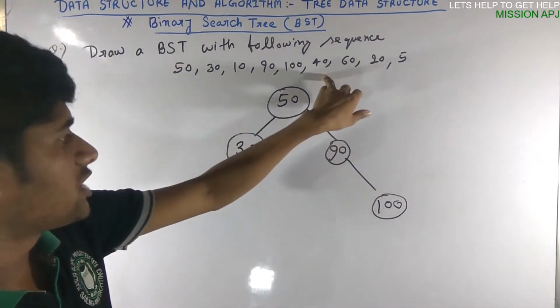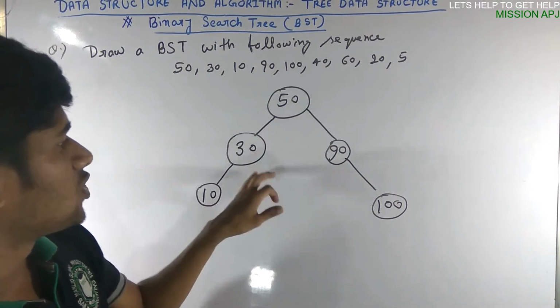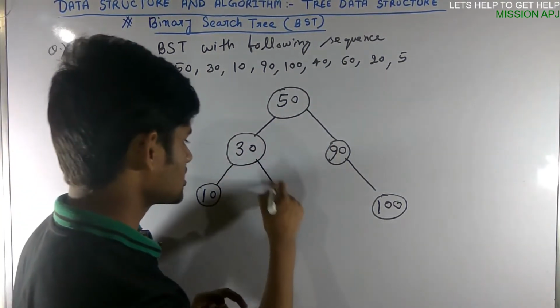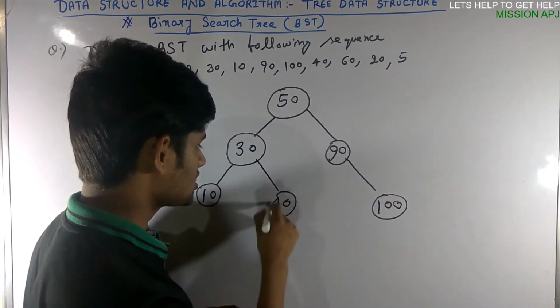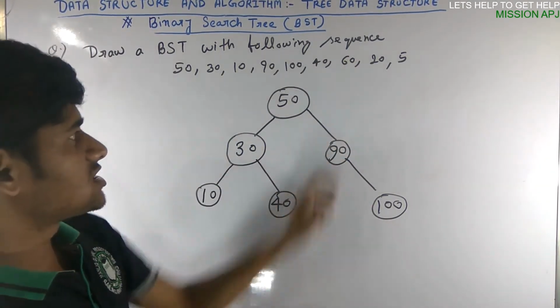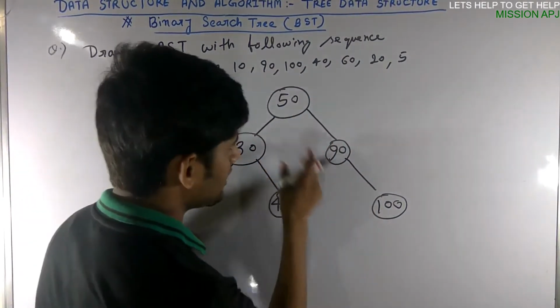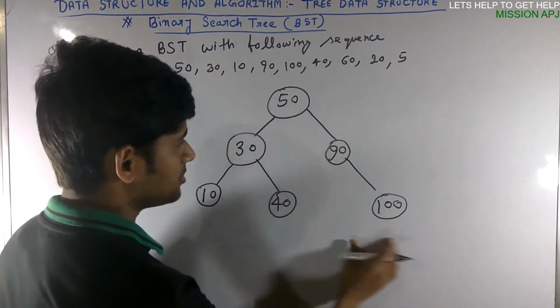Now 40 is less than 50, we will go here, but 40 is greater than 30, so we will construct it here because 40 is greater than 30. Now 60 is greater than 50, so we will go in the right subtree of 50, so we are coming here.